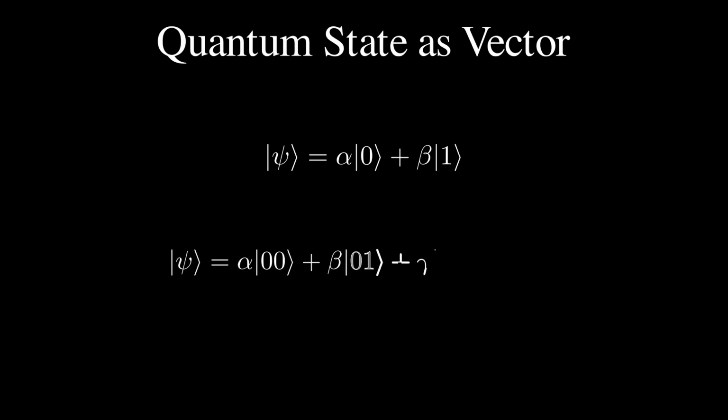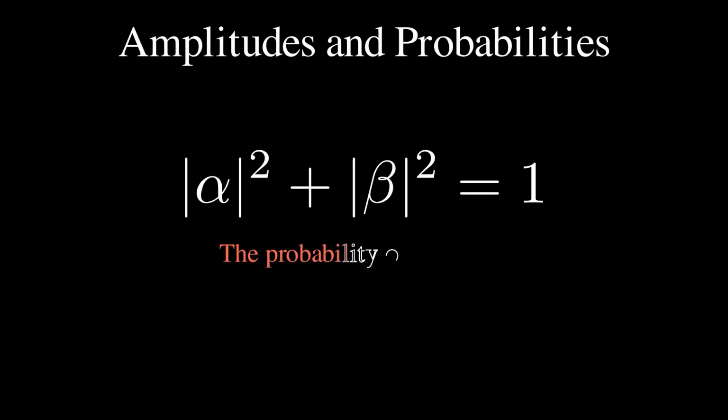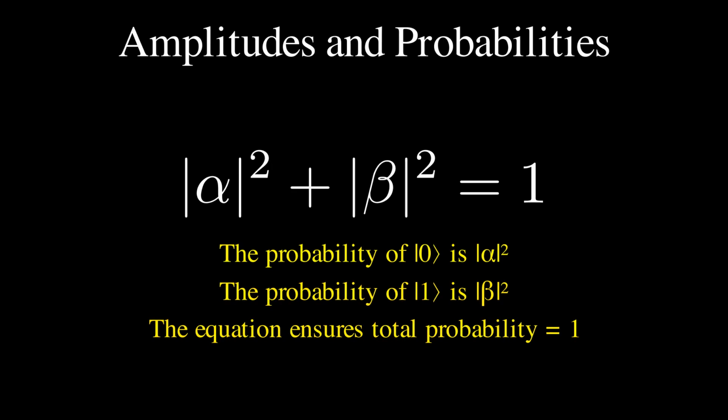A multi-qubit state is shown as this, which represents all possible combinations of two qubits. The Greek letters are the coefficients of the qubits in this quantum state. The coefficients squared have to sum up to 1. So the probability of ket 0 is alpha squared, and ket 1 is beta squared. This equation ensures that the total probability equals 1, which maximizes the probability.